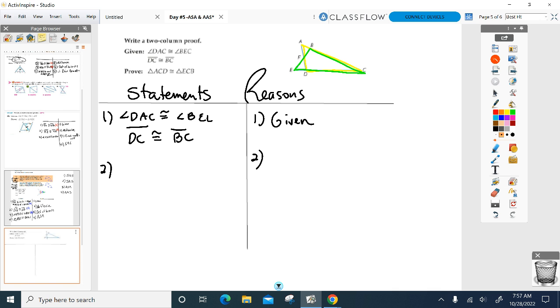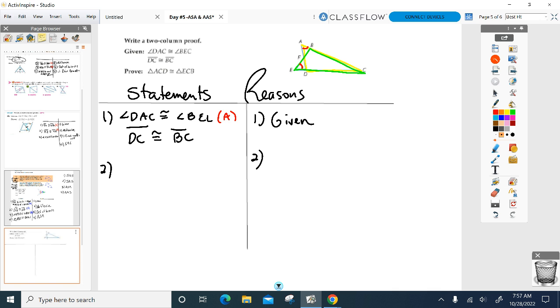Angle DAC. Everyone look at DAC. Is that a full angle in one of my triangles? Yes? And that's congruent to BEC. Is that a full angle in one of my triangles? Yeah, I ask you that because I can put an A here now. I gave you a pair of corresponding angles.